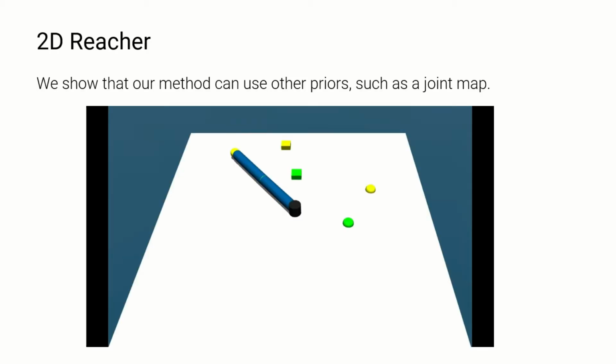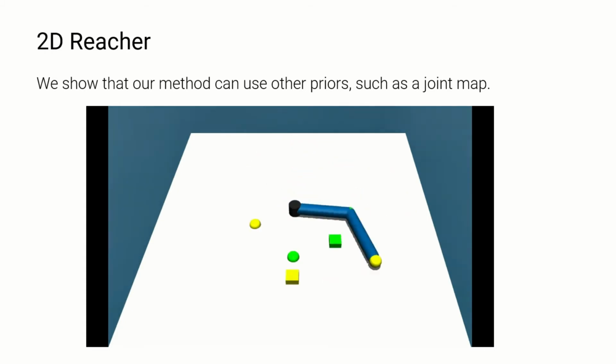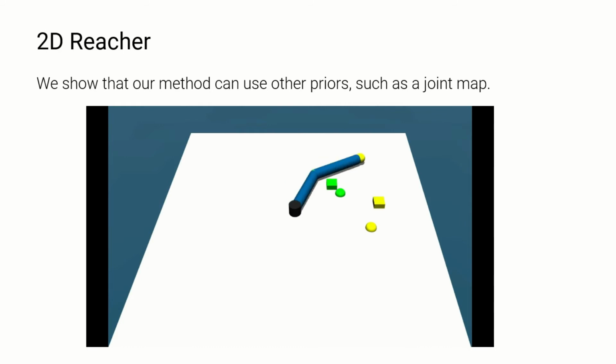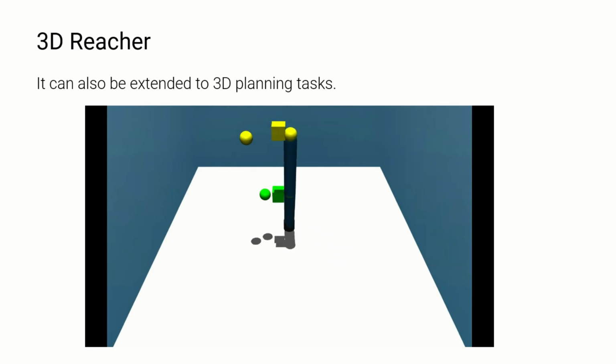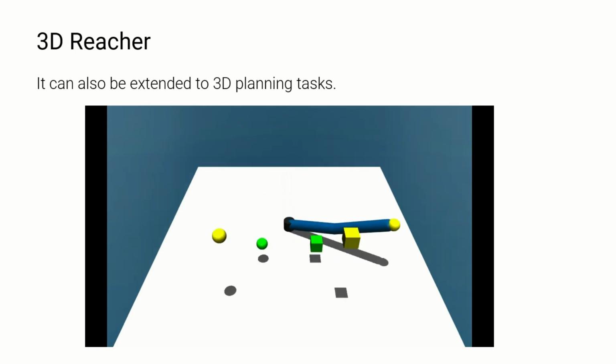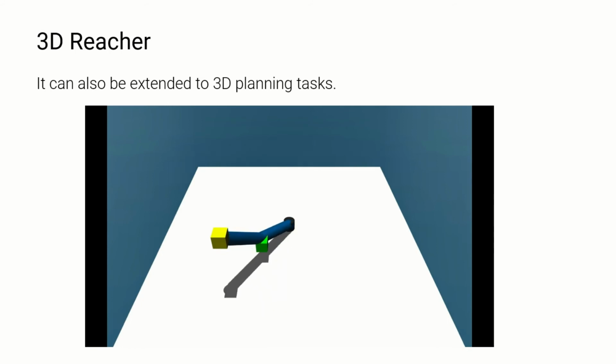To show that HYDE can use other priors for planning other than top-down view images, we introduce a reacher task, where a robot needs to reach goals in its configuration space. The input to the planning layer consists of a projection of the robot's joint angles onto a map. We can see in this 2D example that HYDE can successfully plan paths for the robot arm. We further extend this to a 3D scenario to show that our planner also works in 3D. Here you can see how HYDE is successfully able to solve a 3D reacher task.